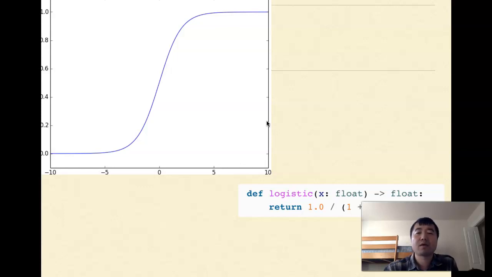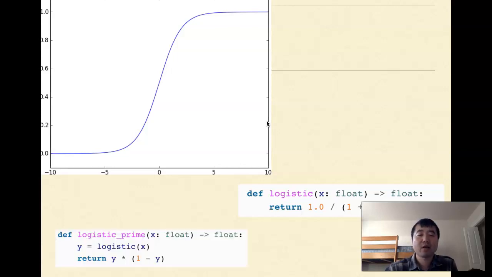And another cool property of this function is we can always calculate the prime very easily. So for this logistic function, the prime would be the logistic function itself times 1 minus the logistic function result. So the prime is very easy to calculate. And why do we need that? Because we already know the gradient descent, right? So if we can easily calculate the prime, then we can use the gradient descent easily. So this is the function we have.